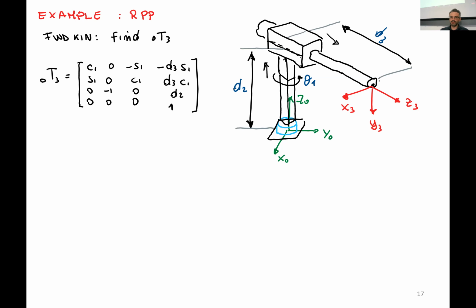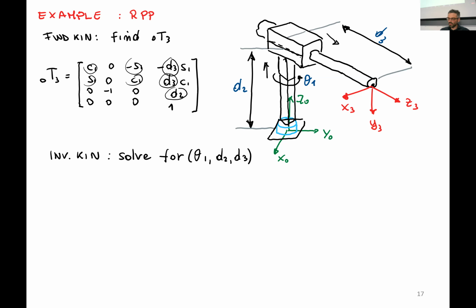First, as we said, we need to compute the forward kinematics, and I already provide you with these values. D3 is this, the extension of the second prismatic joint, and the first prismatic joint is D2, here, and in here you have the effect of the rotational joint.